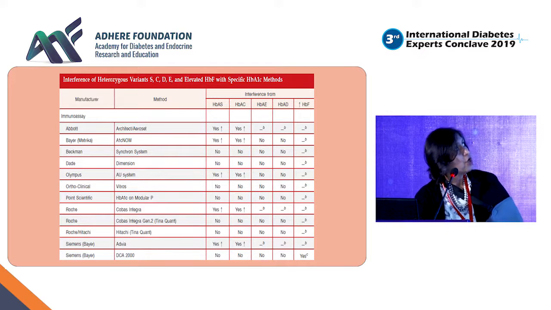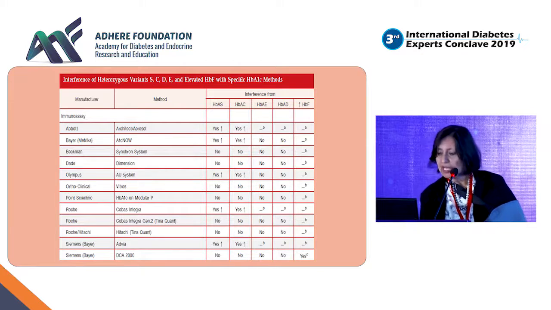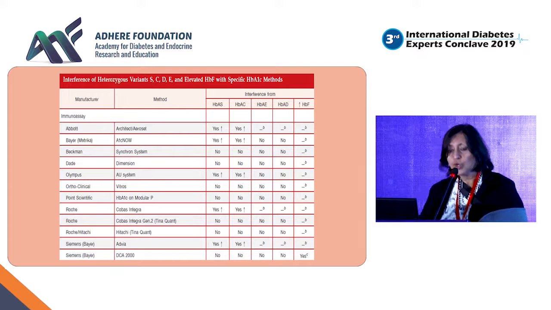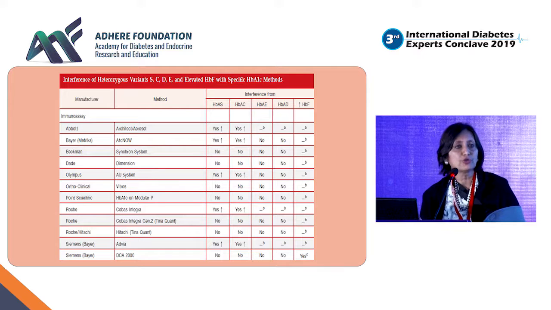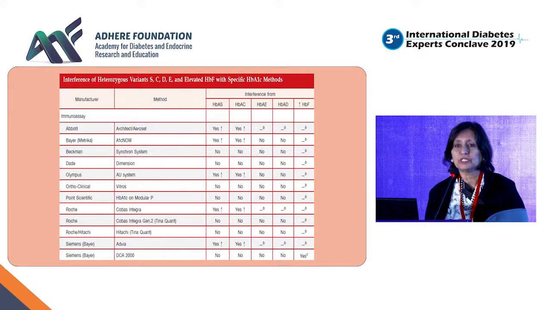Yeah, thank you. So there are methods like the Abbott where there is interference. There are methods like Dade Dimension and Beckman's methods where there is no interference. The Ortho instrument of Vitros has no interference. So whenever you are asking for HbA1c, it is very important to know what method is used and whether there is going to be an interference of hemoglobinopathies when estimating HbA1c.